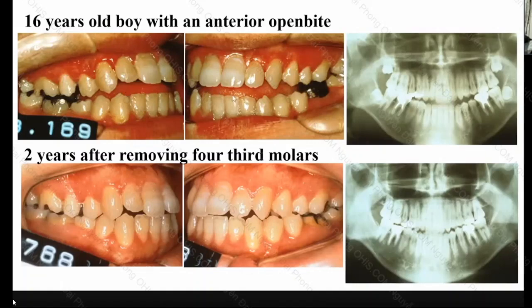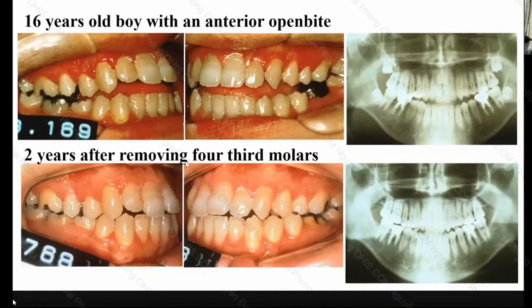Okay, yes, I think so. We can wait. But I simply recommend, if I see this panoramic X-ray, you have a problem in the posterior part here. And therefore, okay, we should remove these third molars. Then we can wait. Then he agreed, and then we removed all 4 third molars 2 years after.